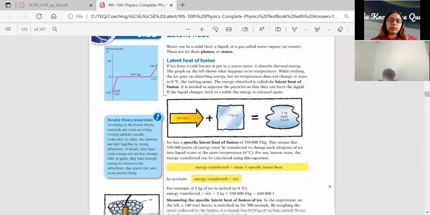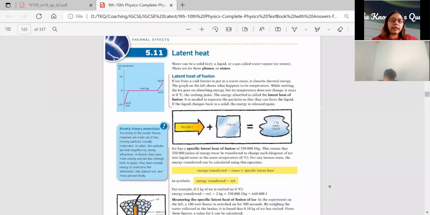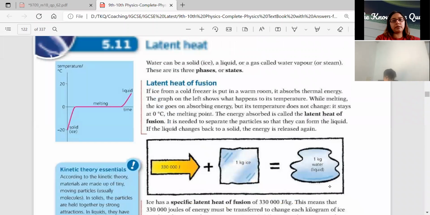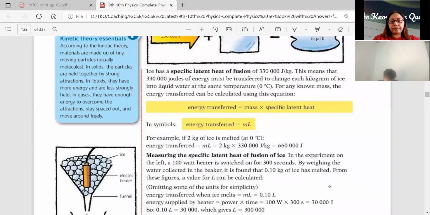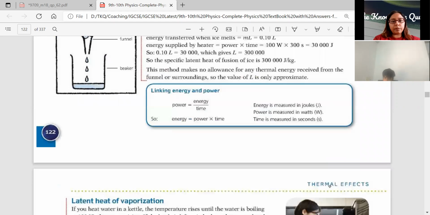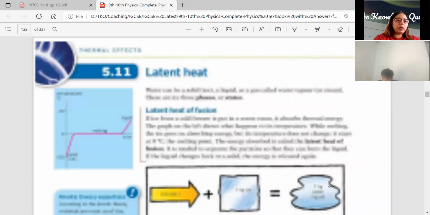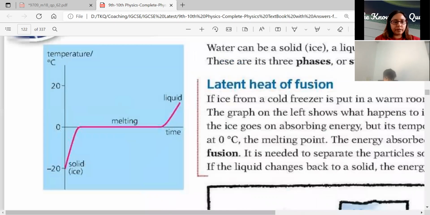Now we come to something very important, that is your latent heat. We have latent heat of fusion and we have latent heat of vaporization. Okay? What is it? First, let's understand. It is the amount of heat needed to change state, to melt or to vaporize. Right. So what happens here?